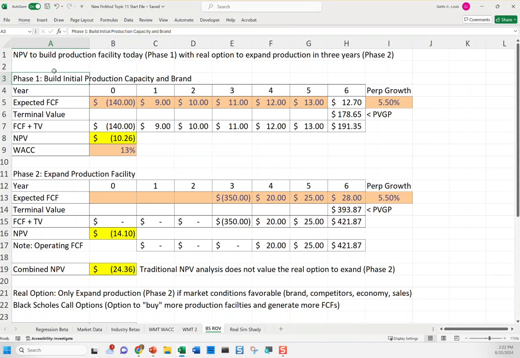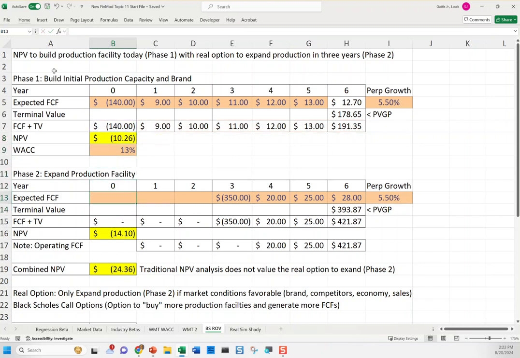We have a phase one of a small production facility. It's going to cost you $140 today and generate cash flows of these in the future. And then it has a perpetual growth rate of 5.5%. I have these free cash flows for the years 0 through 6. I then have a growth perpetuity from 7 through infinity. So in present value terms, in 6-year value terms, it's 178. These are the total cash flows. I calculate an NPV at 13%. The NPV is negative. Therefore, I should reject it.